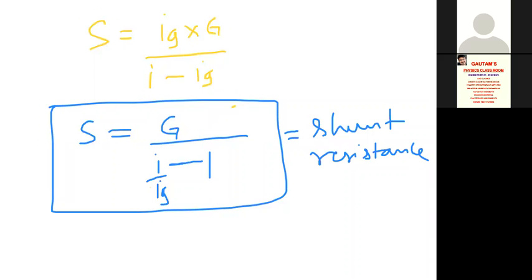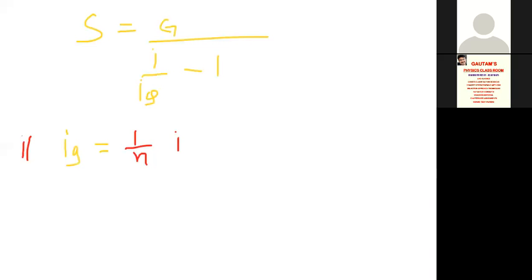Now let us take a fresh page here. S is equal to G by (I by Ig minus 1), I wrote. Fine. Here I can also write Ig is equal to 1 by nth of total current. If suppose galvanometer current is written as 1 by nth of total current, because suppose you take I, and I is equal to Ig plus Is.